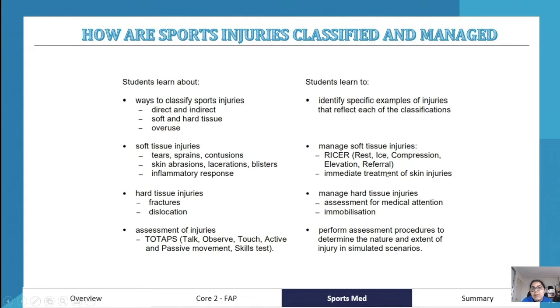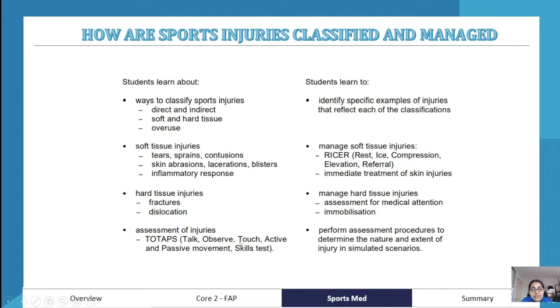I talk specifically about RICER. So you should have already looked at RICER in Year 11, and so we'll add on to that. And also give me the immediate treatment of the different types of skin injuries, which I'll go through too. We're then looking at the hard tissue injuries, so fractures and dislocations. So you should be able to tell me how we manage hard tissue injuries, the assessment for medical attention, and also immobilization. So why do we have to immobilize hard tissue injuries?